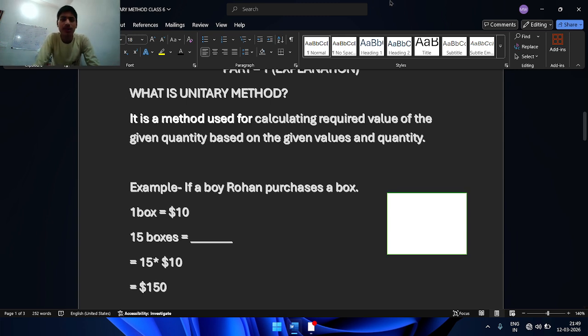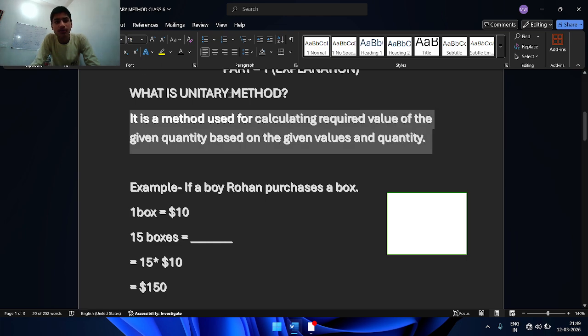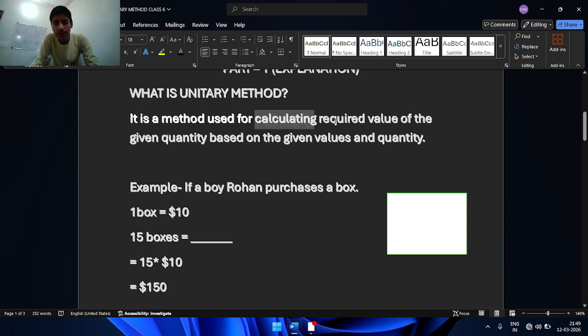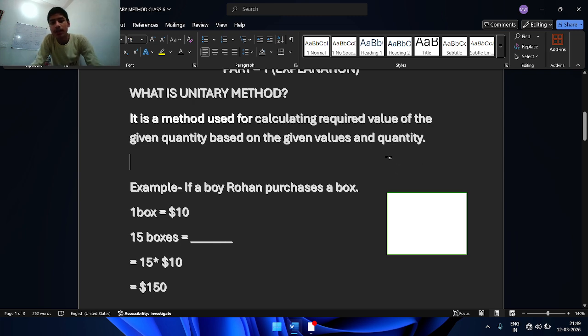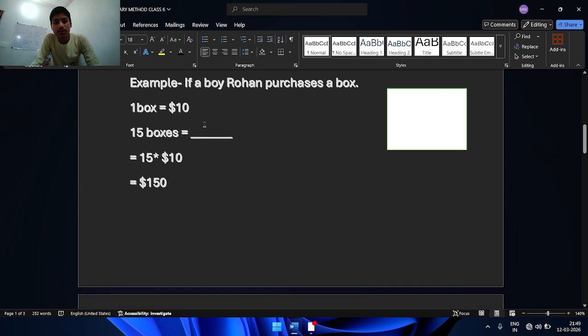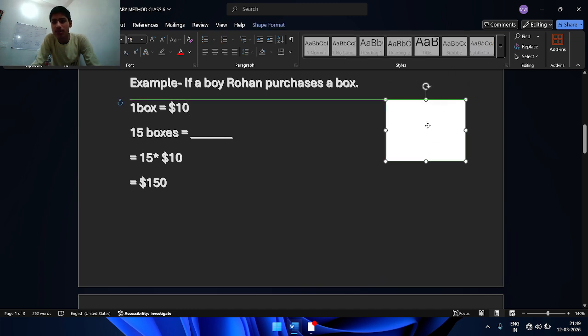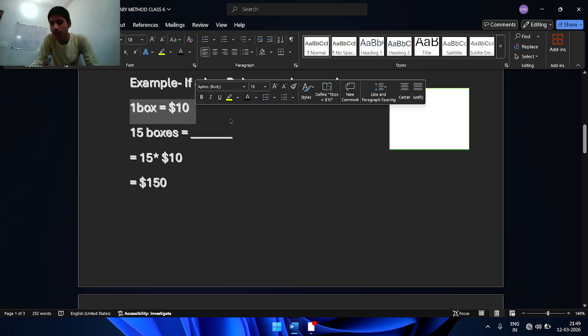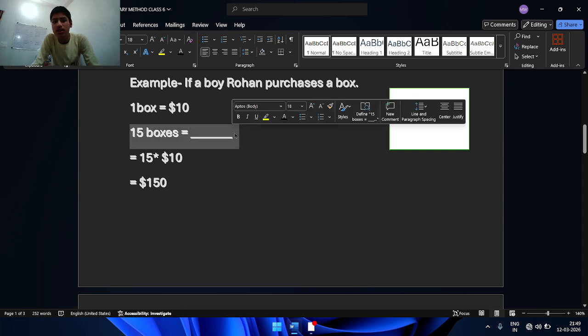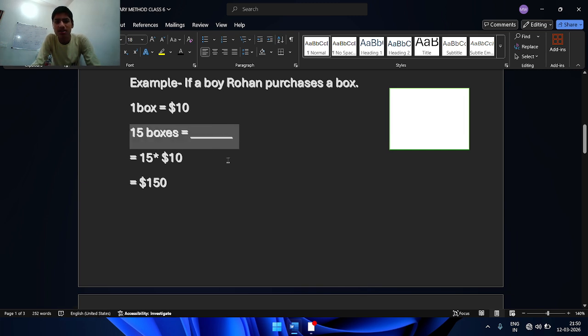If I say what is the unitary method, it is a method used for calculating the required value of the given quantity based on the given values and quantity. For example, if a boy Rohan purchases a box, and one box is equal to $10, and you have to find the value of 15 boxes, then it is simple.